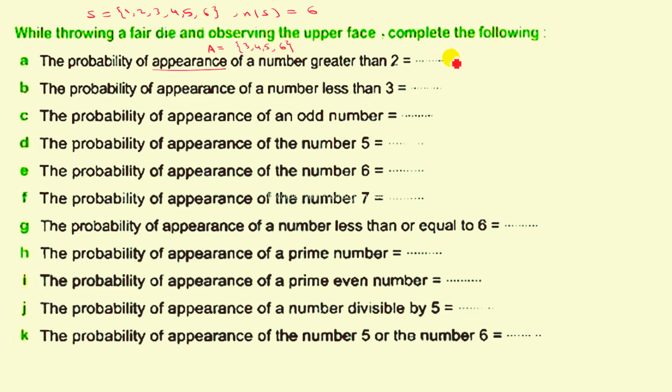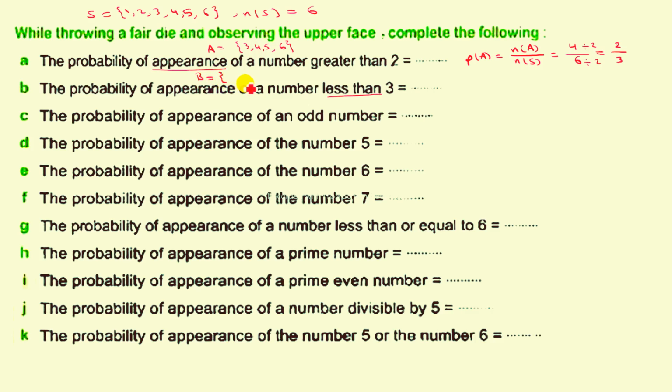يبقى therefore probability of event A equal number of elements of A over number of elements of the sample space. Number of elements of A 1 2 3 4 elements. 4. Number of elements of the sample space 6. 4 over 6 نعمل simplify dividing by 2 يبقى هنا 2 over 3. طيب the probability of appearance of a number less than 3. تعال نسمي الايفنت مثلا event B.